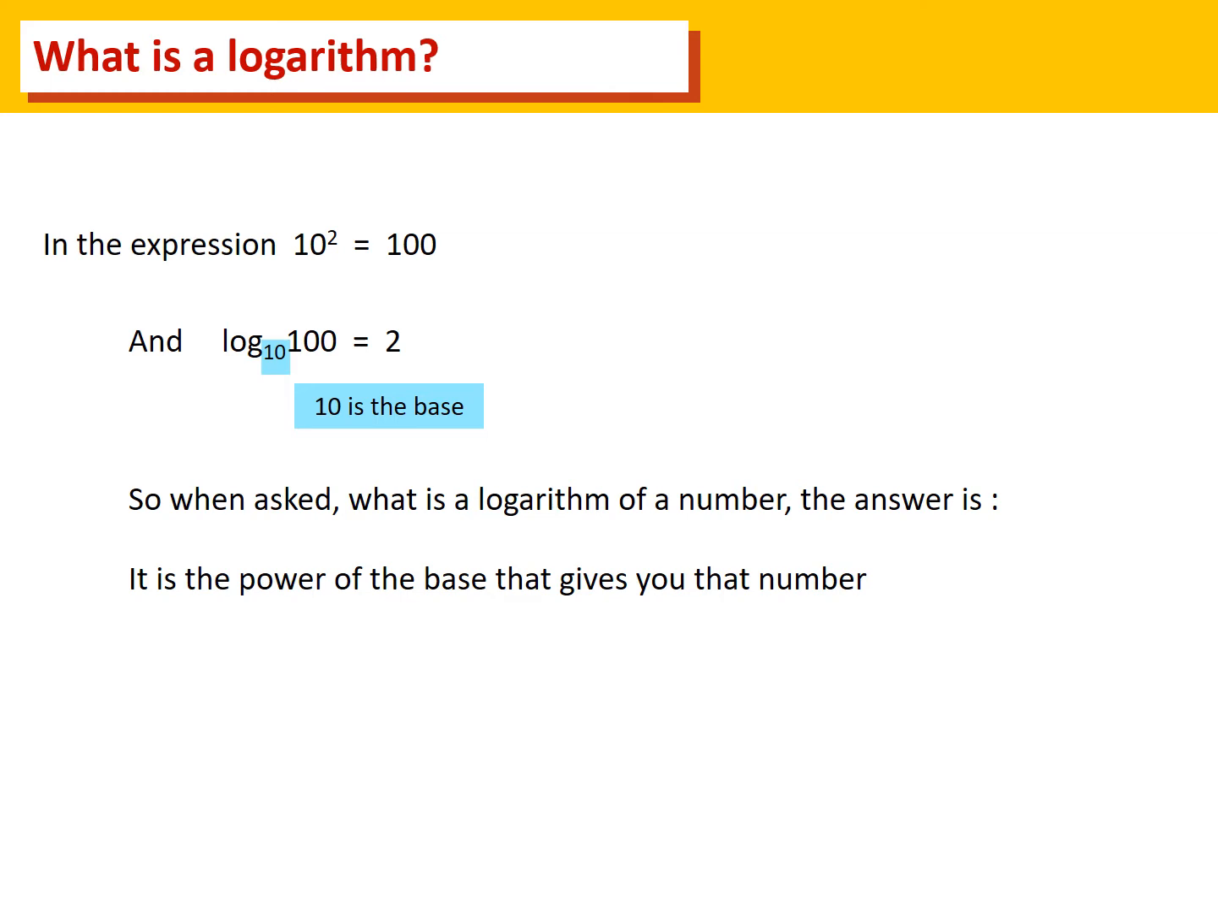And I often think that log to base 10 of 100 equals 2, when you write that down, helps you get the connection between the base, the power, and the number, because we can easily see that 10 squared equals 100, and we can see how that fits in with log to base 10 of 100 equals 2. Okay, so just recapping, what power of the base gives 100? And the answer is 2. And that's what a log is. It's the power of the base that gives you the number.